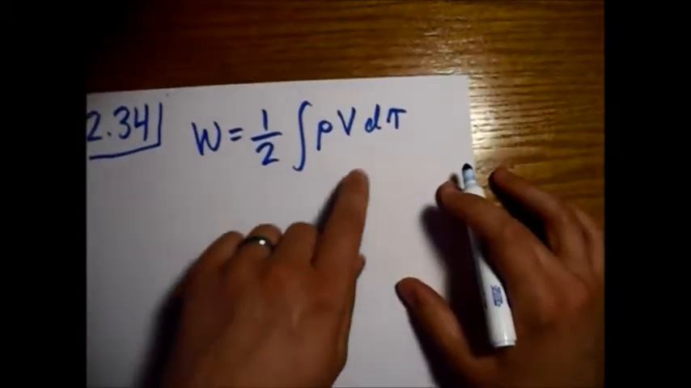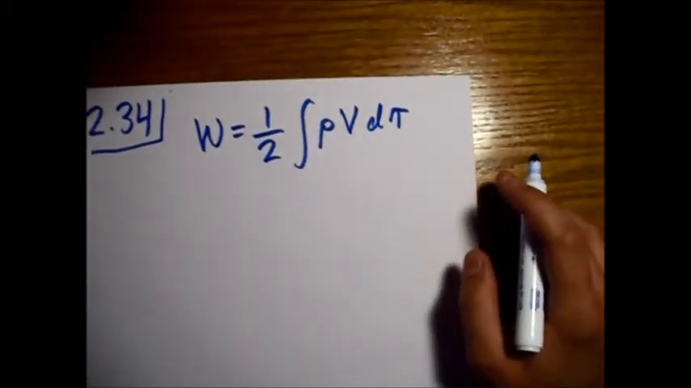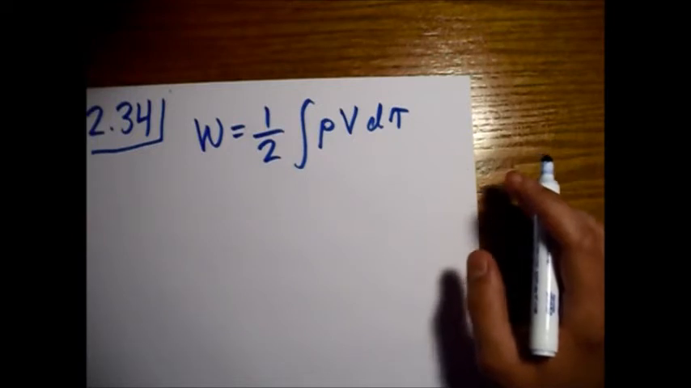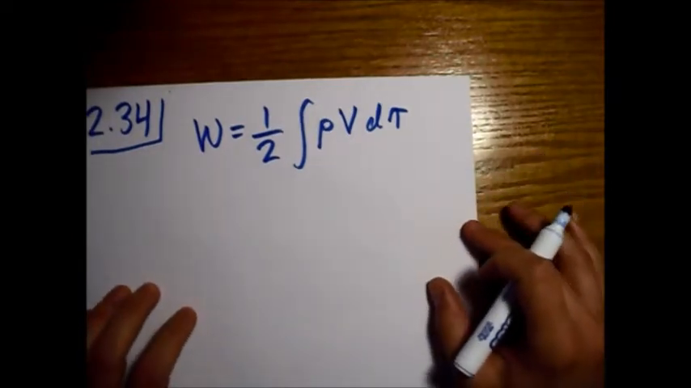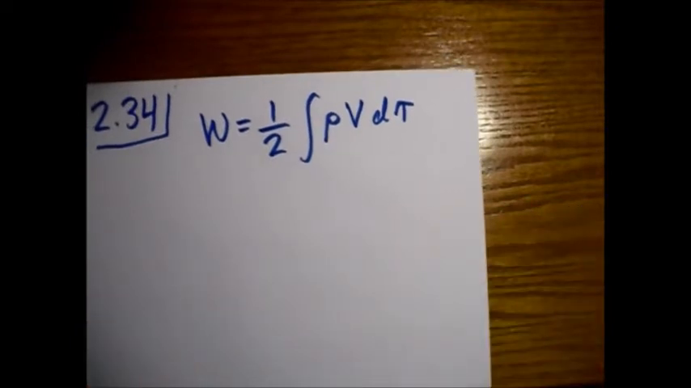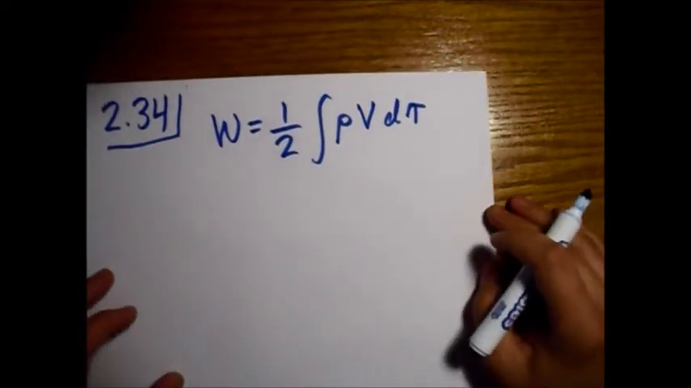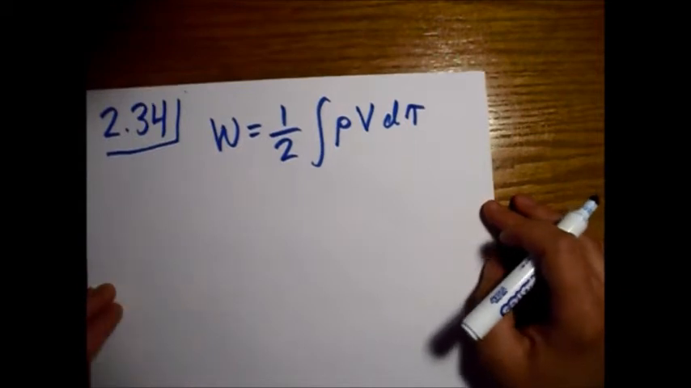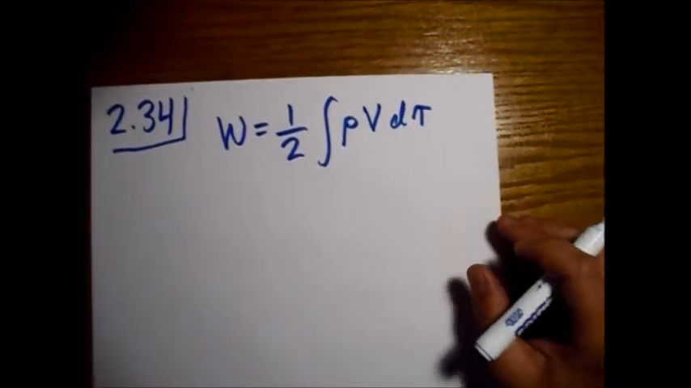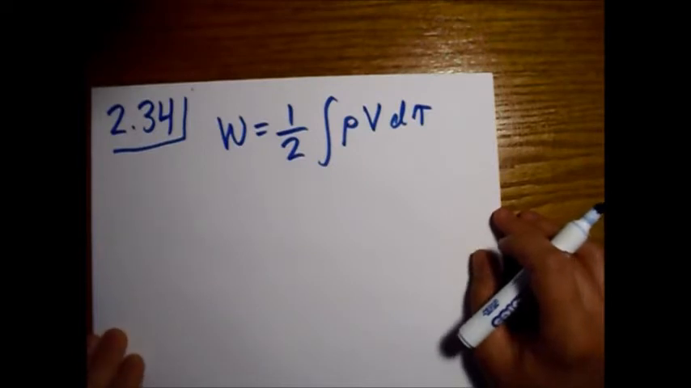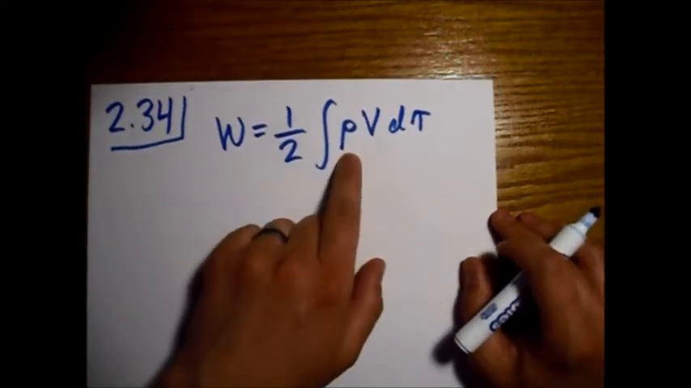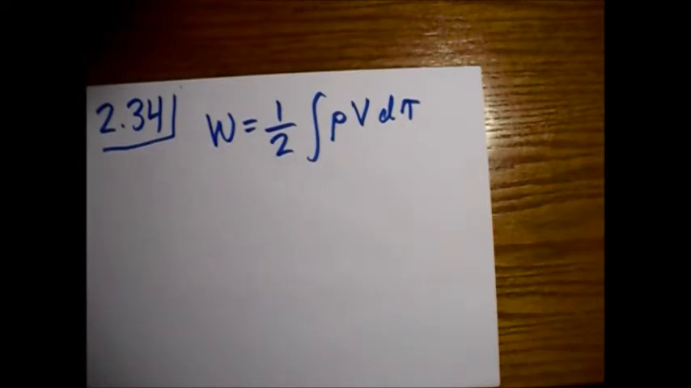Okay, and this d-tau in Griffiths' book is the differential volume, right? So we're integrating over volume. Back in problem 2.21, we solved for the potential inside this sphere, and that's what we're going to use for this. Because we're integrating over the charge density, and there's no charge density outside the sphere, we're only integrating on the inside of the sphere.